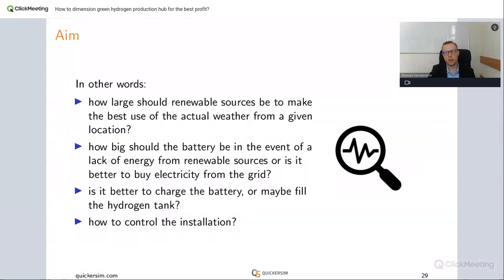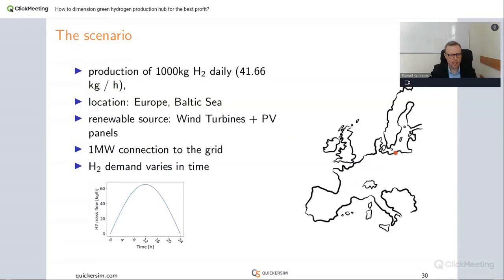Looking into weather forecast, we can think if we should better charge the battery or charge the hydrogen tank, or maybe discharge the battery. Actually, there are a lot of questions which can be asked during controlling this installation. And to explain how we do dimensioning of the hydrogen installation, we will use some example.